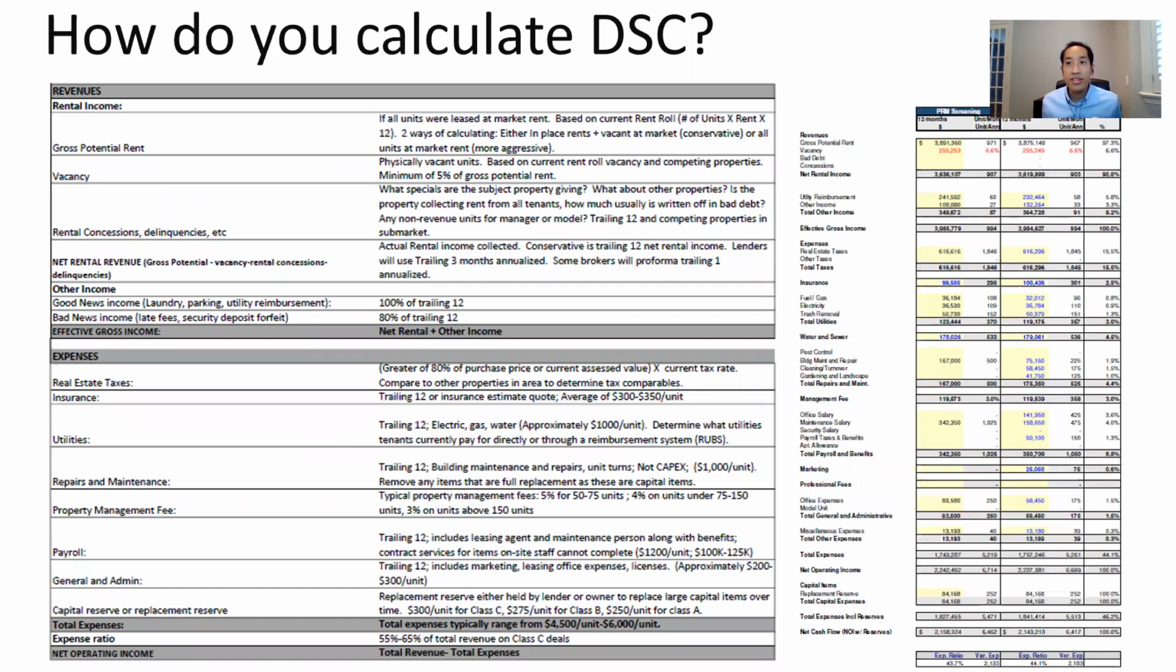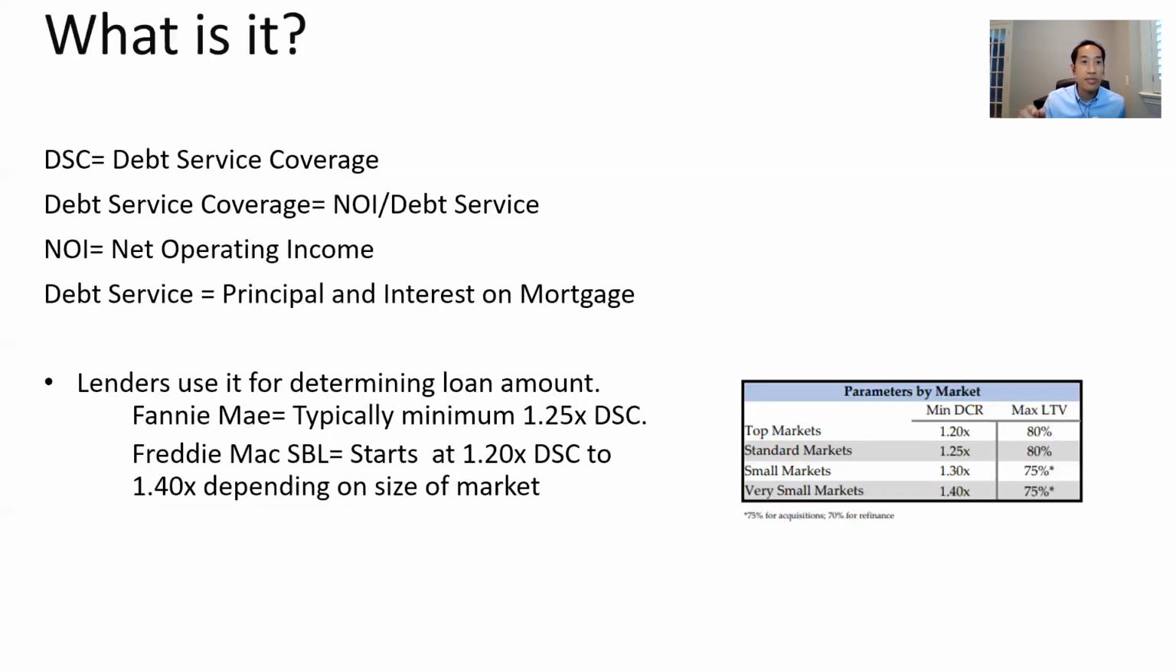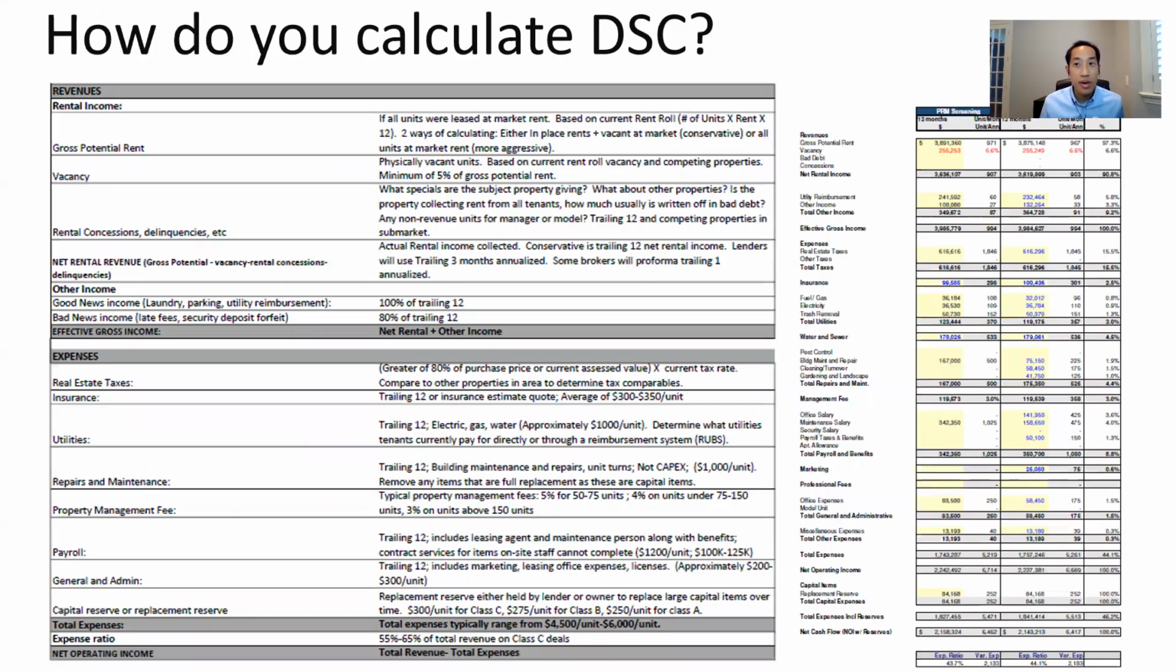So how do you calculate debt service coverage? On this slide, we talked about NOI divided by your debt service. The first component is NOI. NOI is calculated a lot of different ways by people, but lenders, when they look at NOI, are typically going to be the most conservative.